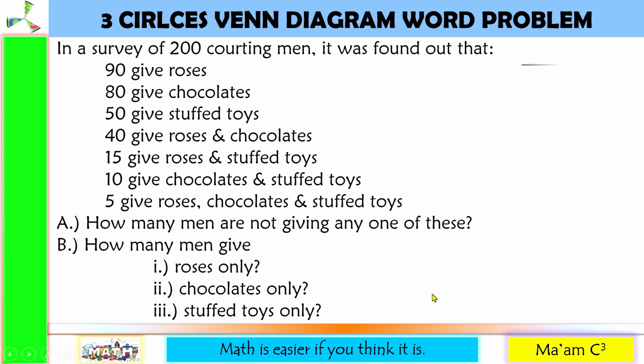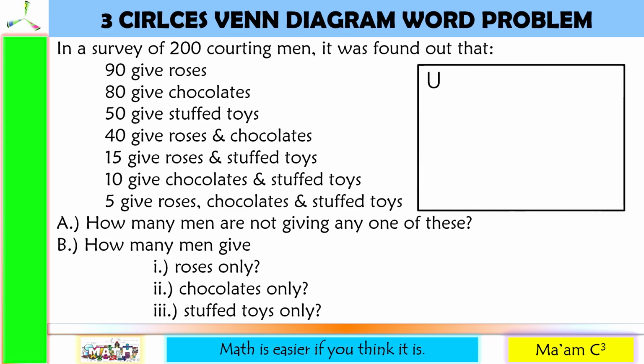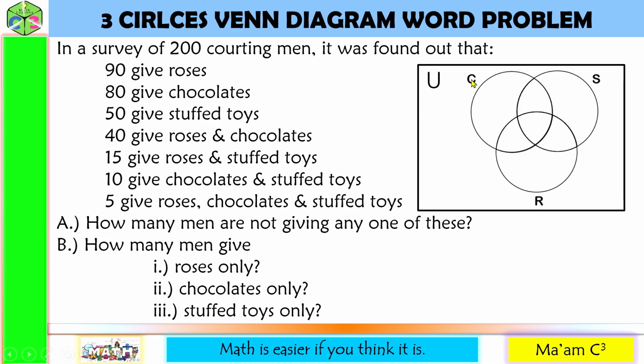So let us construct our rectangle for the universal set. Now we have here three sets: roses, chocolates, and stuffed toys. So we're going to create three circles: chocolates, stuffed toys, and roses. The technique in solving a three circles Venn diagram word problem is the same as with two circles. You always start with the number that has the combinations of all the sets given. So we have here 5 give roses, chocolates, and stuffed toys. So this 5 here, we're going to put at the middlemost part. So we'll write here 5.